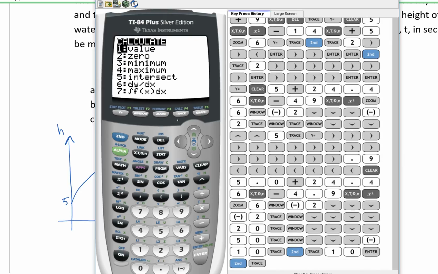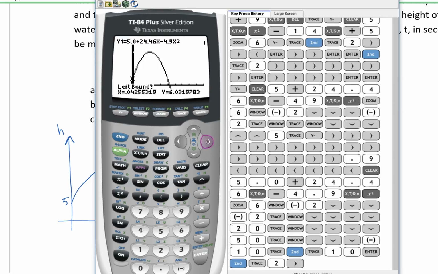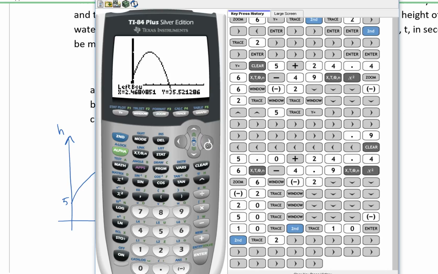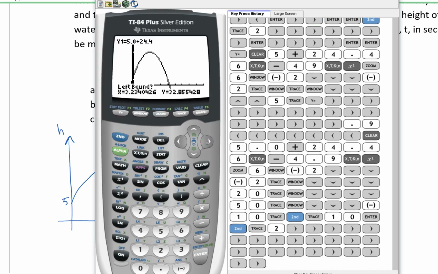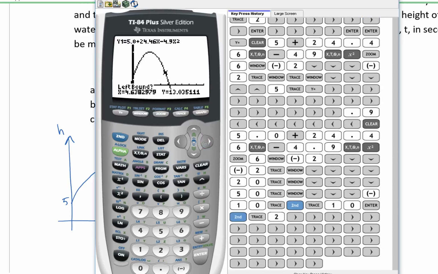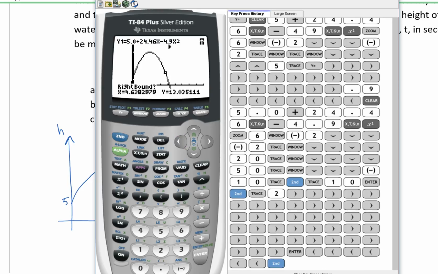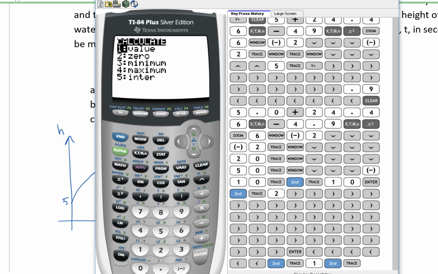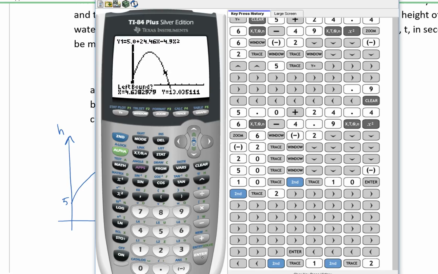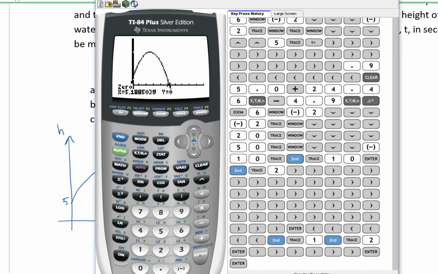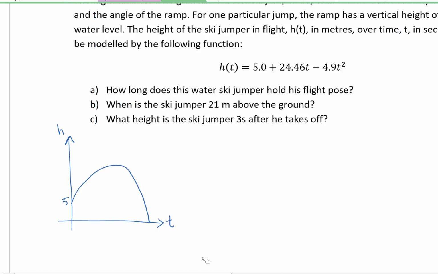Second trace, zero, your left bound, and enter. Oh, went too far. Let's try this again. Enter. Right bound. Enter. Enter again. And that's 5.19. Okay, we can round that to 5.2.